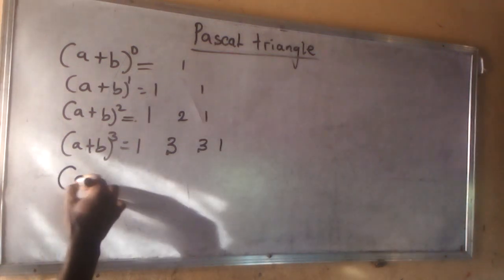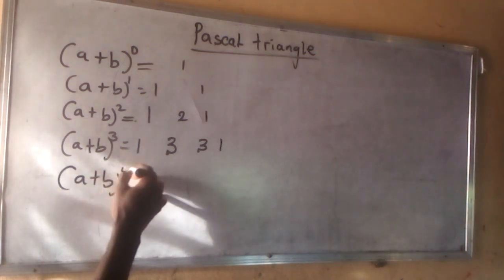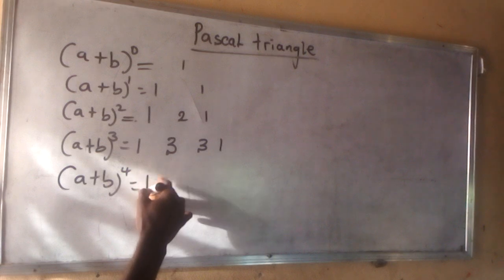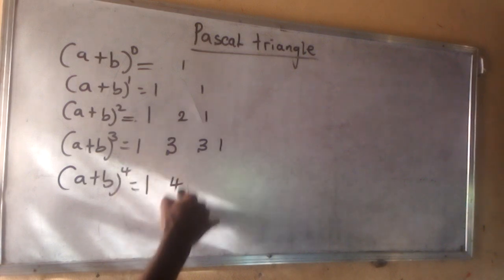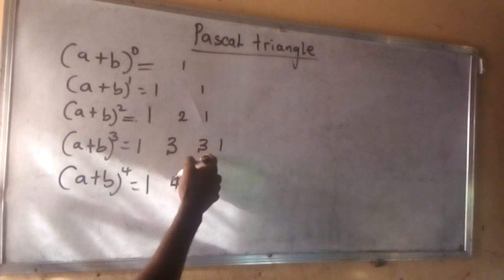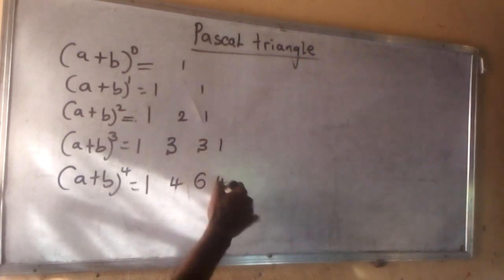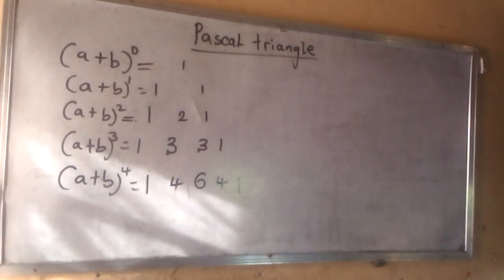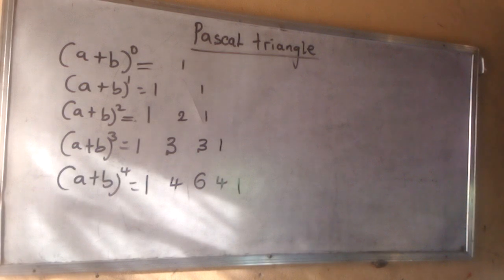What if we have (a + b) raised to power 4? You bring down the 1, 3 plus 1 is what? Is 4. 3 plus 3 is what? Is 6. 1 plus 3 is what? Is 4. And you bring down the 1. Like that.